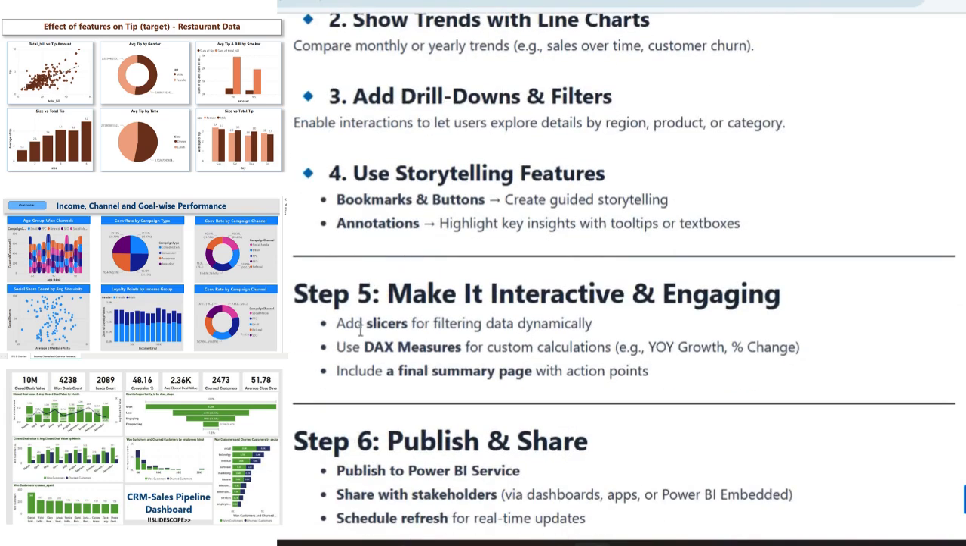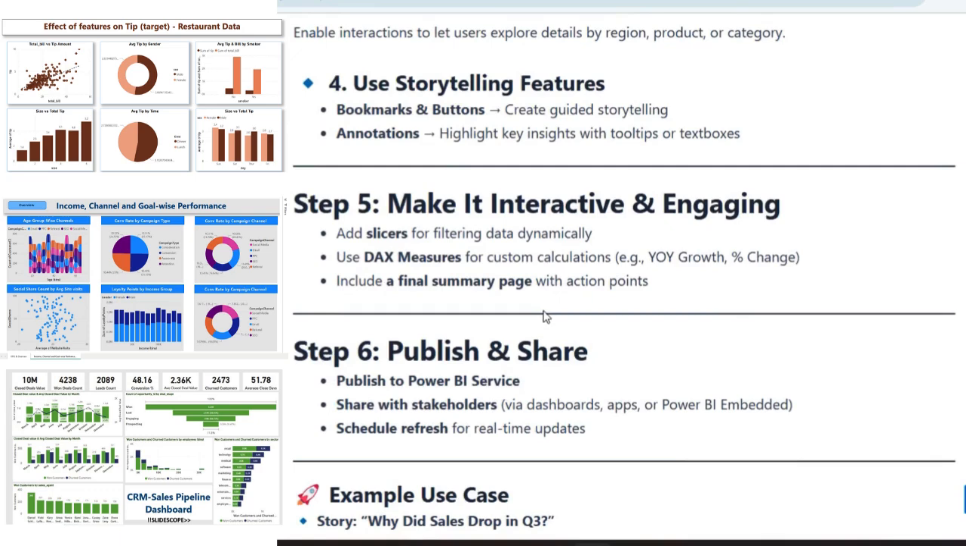Right. The next step is to make it interactive and engaging. You can add slicers for filtering data dynamically. You can use DAX measures for custom calculations, like year over year growth, percentage change, month on month growth. These types of things you can put in your reports. You can include a final summary page with action points. Let's say you have created 4 different pages. The fourth page can be a final summary page with different types of action points.